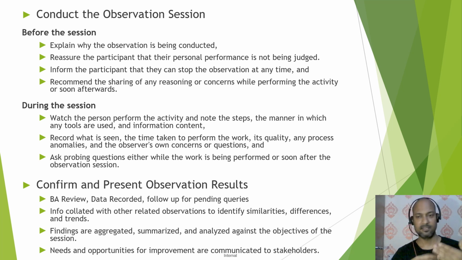So, important things. What is observation? Also known as job shadowing. The two types of observation are active and passive. Active is noticeable, passive is unnoticeable. And conduct the observation session. Under that, before the session you have to communicate and explain; during the session, what you are performing, what needs to be taken care of, what you need to note down; and then confirm and present the observation results afterward. So these are the elements.